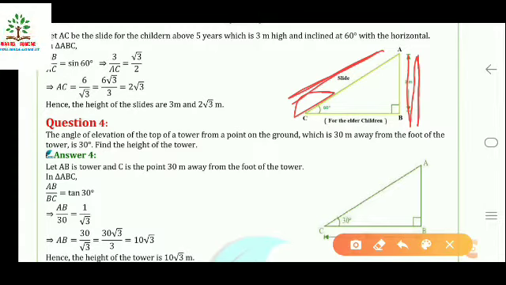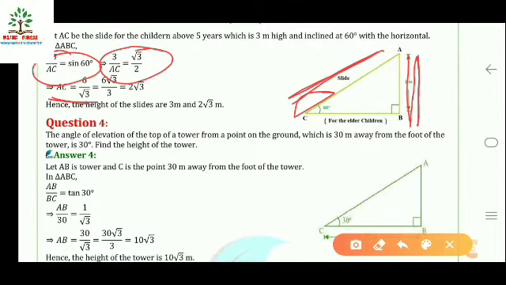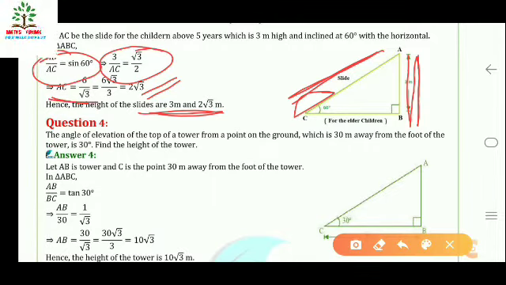So how to find this? Again using the same property, that is sine 60 is equals to perpendicular upon hypotenuse. So we have here AB over AC is equals to sine 60. The value of AB is 3, so 3 over AC is equals to root 3 upon 2. So it means we have AC is equals to 6 over root 3. Again rationalizing this, the result is 2 root 3. So the lengths of the slides are 3 meter and 2 root 3 meter. So this is the answer of both the parts.